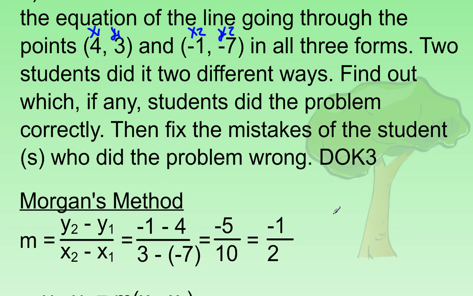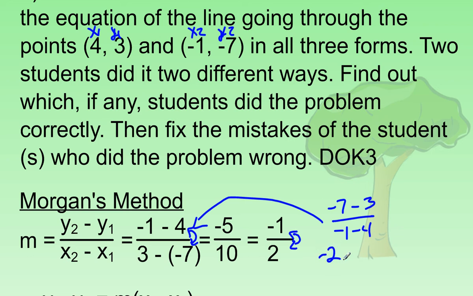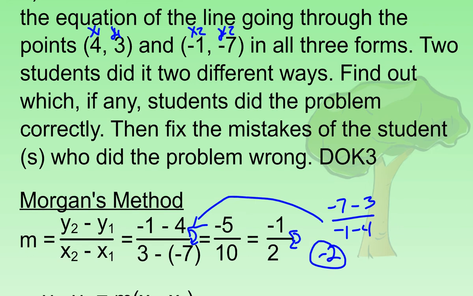So if you're finding the slope, you would have -7 minus 3 over -1 minus 4. Uh-oh. That's not what Megan has. She put the x numbers on top. Her fraction is upside down, so her whole slope is upside down. Instead of being -1/2, it should be -2. That's going to cause some problems for Megan in the future.